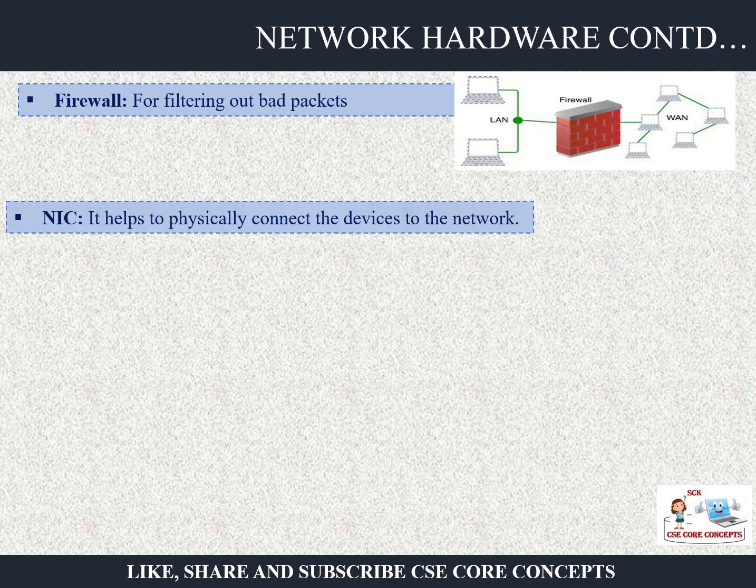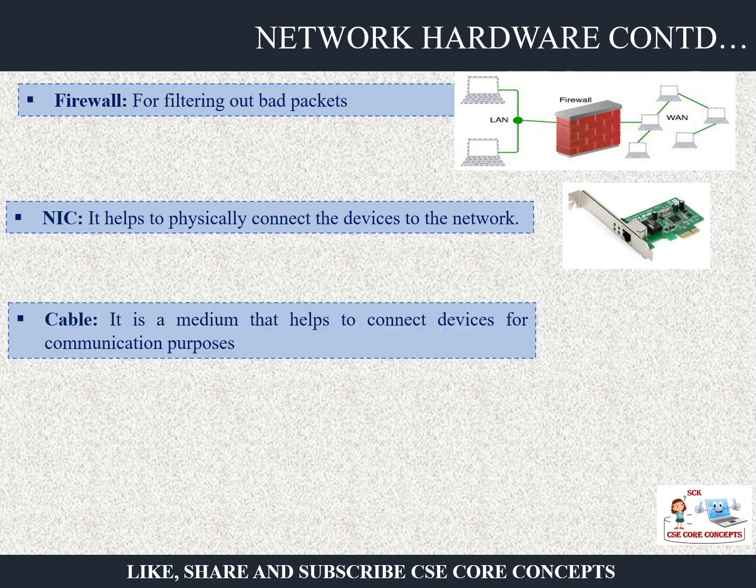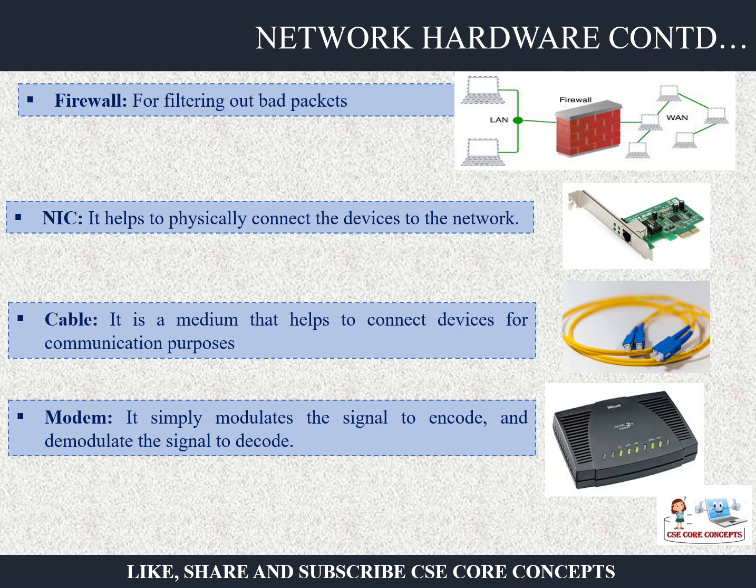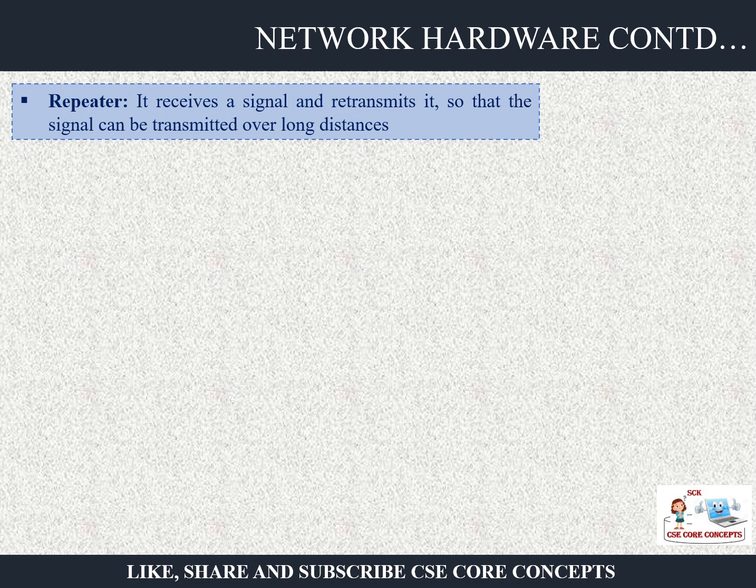Then comes the network interface card, which helps to physically connect to the devices. You might have seen such network interface cards in your computers. You have the cable, which acts as a medium to connect the different types of devices. And modems act as modulators and demodulators. You might have seen this type of modem installed when you want an internet connection. They take your digital signal and convert it into analog signal, or take the analog signal and convert it into digital signals.